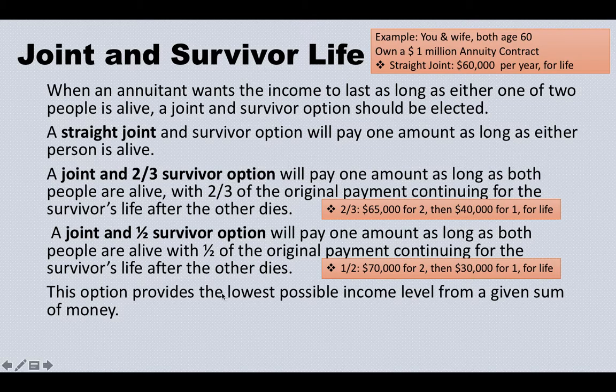These options provide the lowest possible income level for a given sum of money. You can see this compared to the previous options. The insurance company won't give you that much, because they have to guarantee two people's life income. So usually it's the lowest income option.